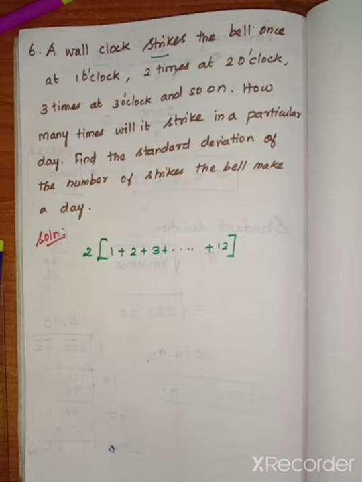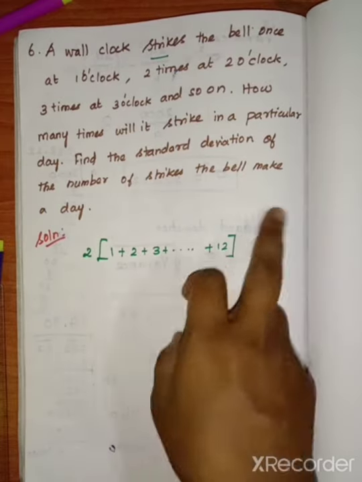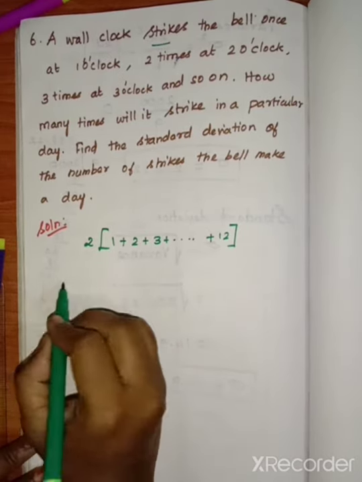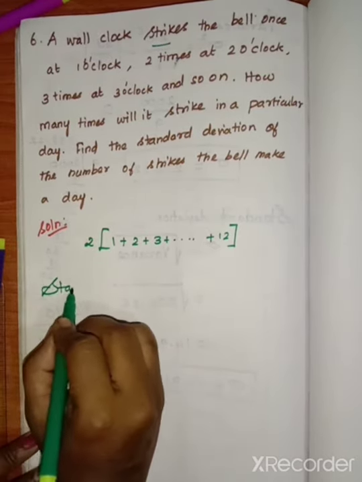So here we want to find the standard deviation for the number of strikes that may happen in a day. Here also we can use the direct method, mean method, assumed mean method, like that. But we can use another method also for the standard deviation. It is so easy.